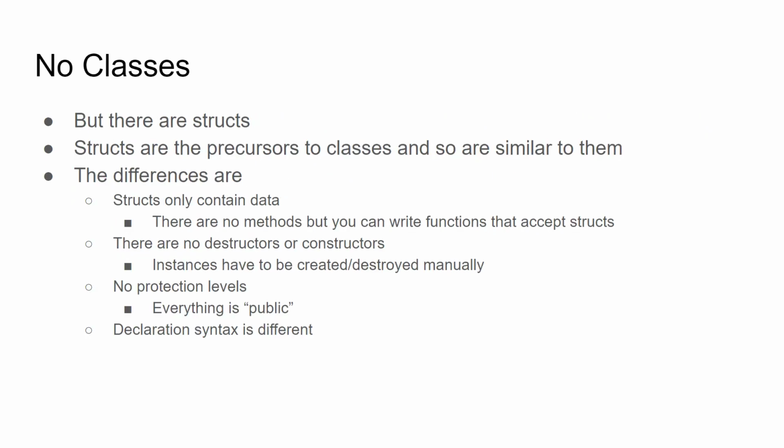There are no classes, but there are structs. These are the precursors to classes, and so they're somewhat similar to them, but there are differences. Structs only contain data. They can't contain any methods. But you could, of course, write just standalone functions that accept these objects of your type to work with. There are no destructors and constructors, so instances have to be created and destroyed manually. There's no protection levels. Everything is public. And the declaration syntax is different.